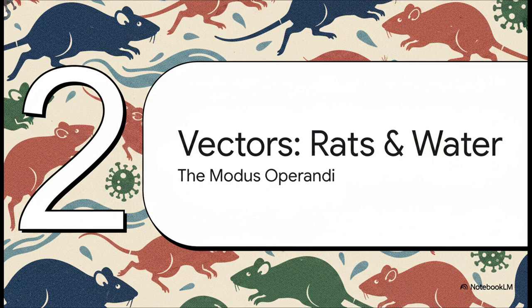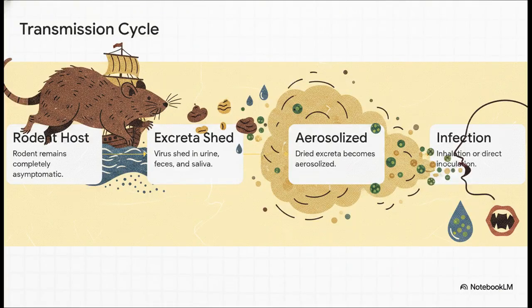Moving on to Section 2. Vectors, rats, and water, the modus operandi. I want you to picture that classic historical image. A rat sneaking aboard a ship as a stowaway, silently carrying danger across the water to completely new shores. Well, in our modern context, that exact same stealthy threat is how hantavirus operates.